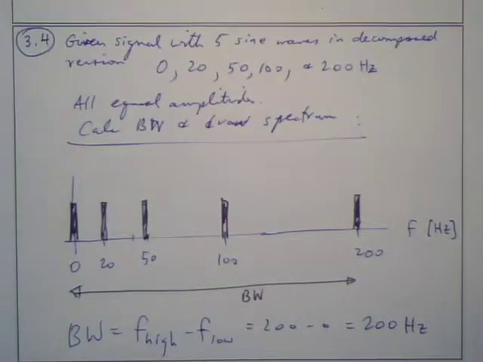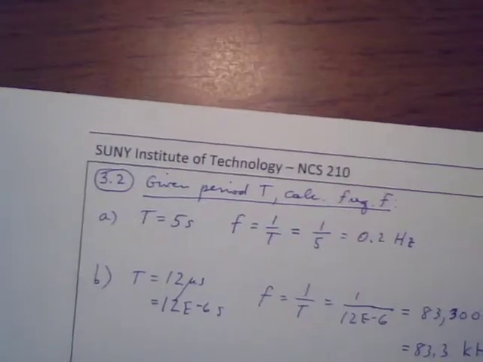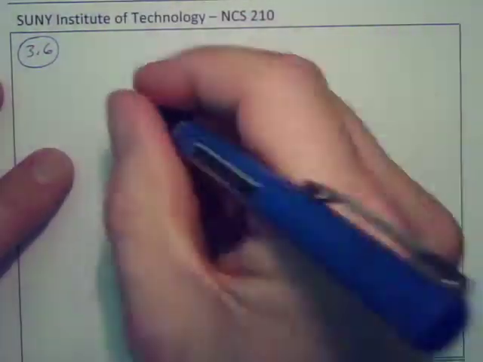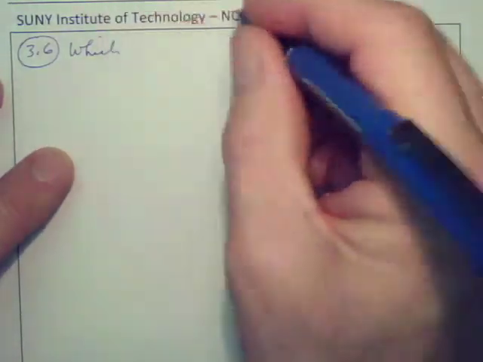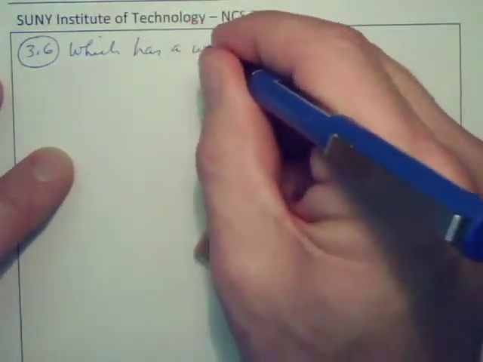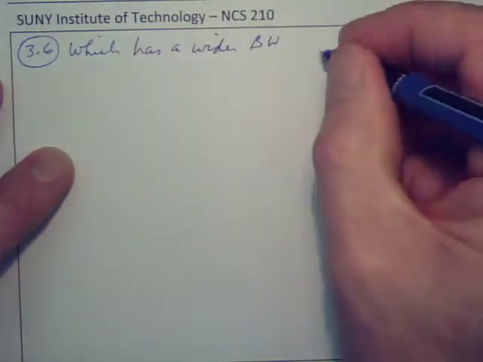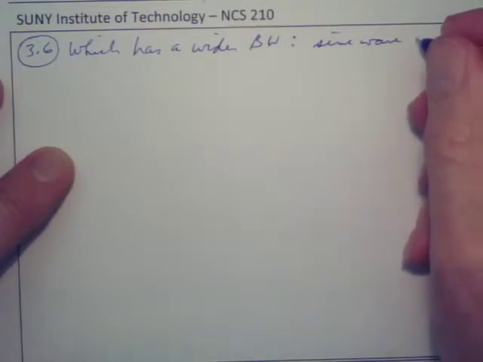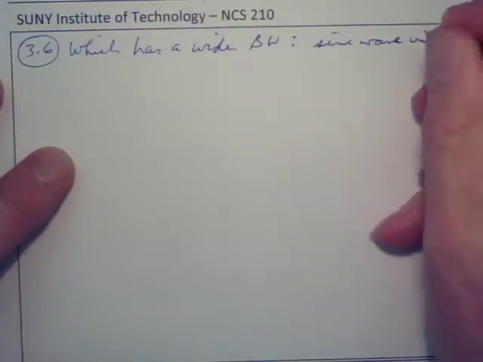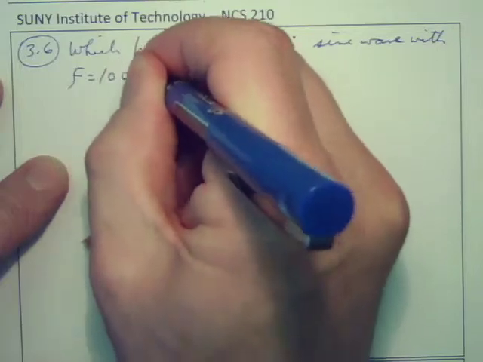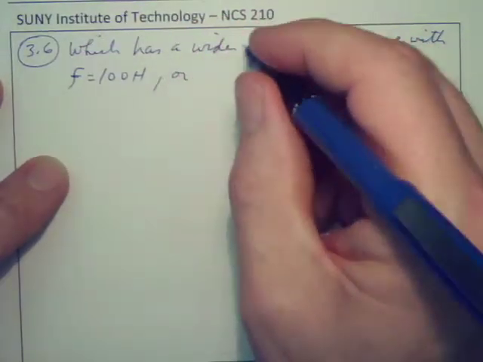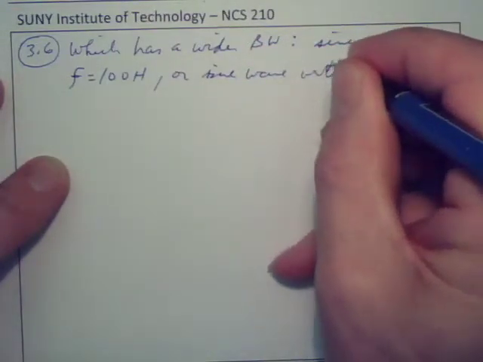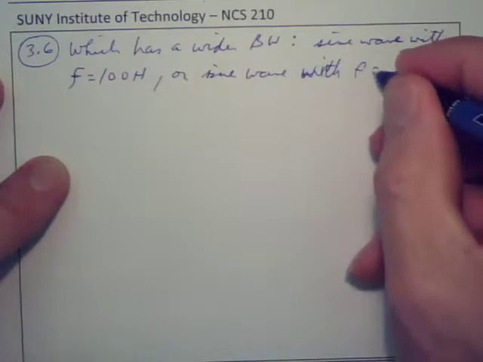And now I'm also going to do 6 and 13 on the same page here, in the same video. 3.6 says, which has a higher bandwidth? A sine wave with f equals 100 hertz, or a sine wave with f equals 200 hertz.